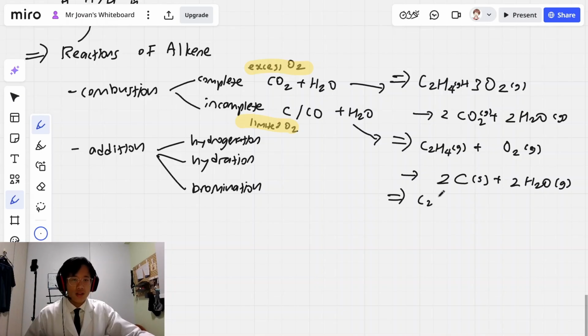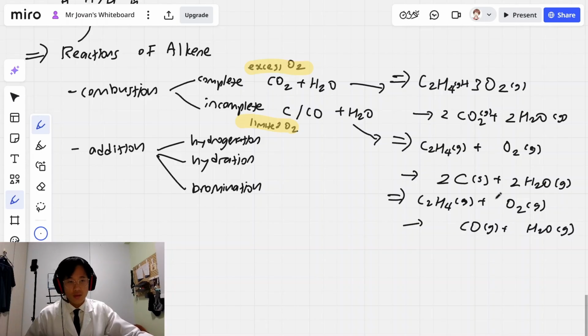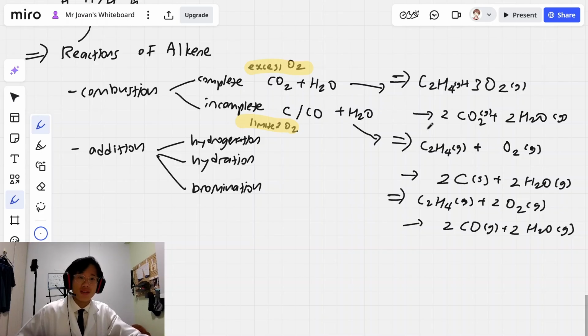And what if it's the other product, carbon monoxide? We get CO gas plus H2O gas. So balancing this equation, what do we get? Simple. So for incomplete combustion, these are the equations. We get these products, carbon or carbon monoxide. Complete, we get carbon dioxide and water. Sorry. So if you know the products, all you have to do is spend some time to balance it.